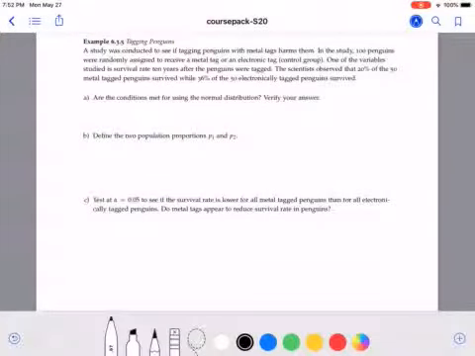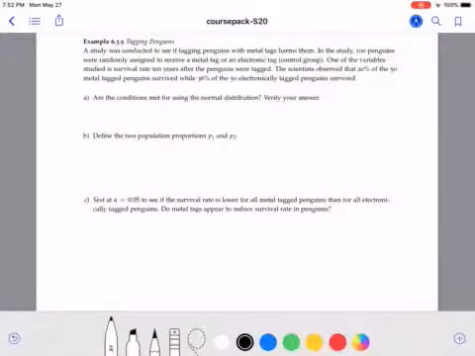A study was conducted to see if tagging penguins with metal tags harms them. In the study, 100 penguins were randomly assigned to receive a metal or an electronic tag, with the electronic being the control group. One of the variables studied is survival rate 10 years after they were tagged. Scientists observed that 20% of the 50 metal tagged penguins survived, 36 of the 50 electronically tagged penguins survived.